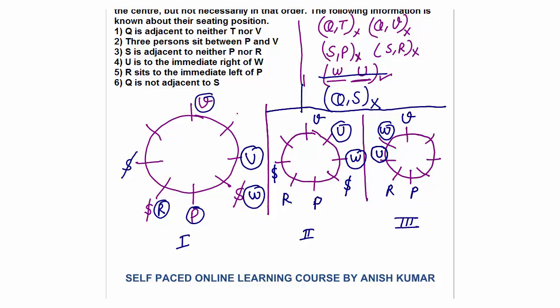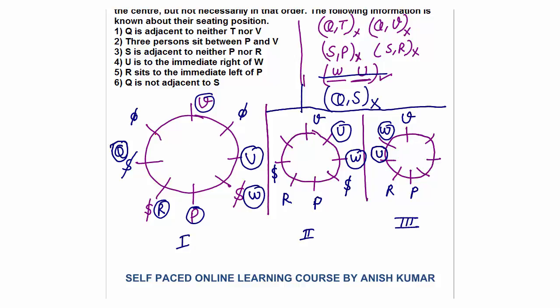Now if you look at the first diagram, Q and V are not together. So Q will not come at this place. Q will also not come at this place. Only one place is left for Q. So this is the position of Q. Make a circle so that it is confirmed that Q is sitting at this place.